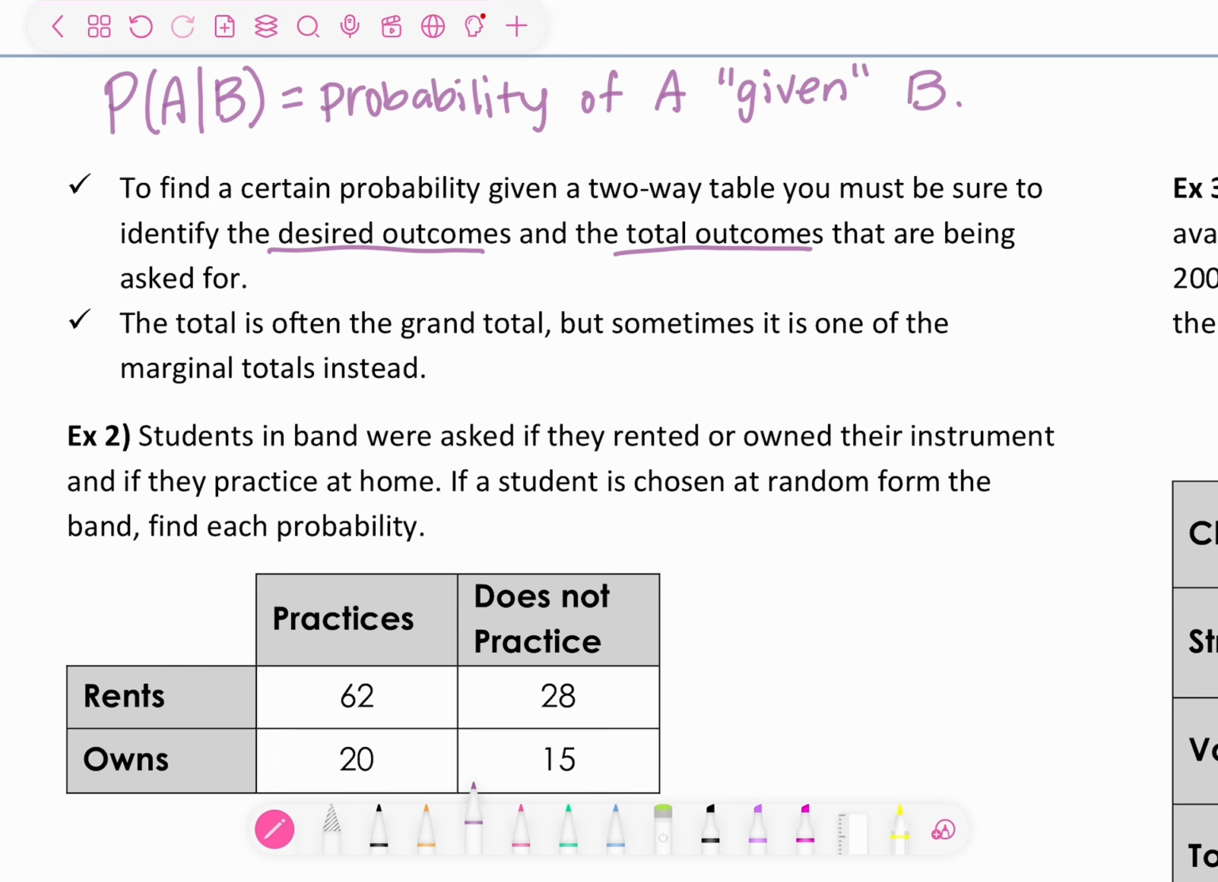So instead of just saying, what's the probability that someone likes a certain flavor of ice cream, for example, I can say, given that I know this person doesn't like chocolate, what's the probability that they like something else? So it's just giving additional information. And what's going to happen is that is often going to change the total, and it's often going to change the desired outcome as well.